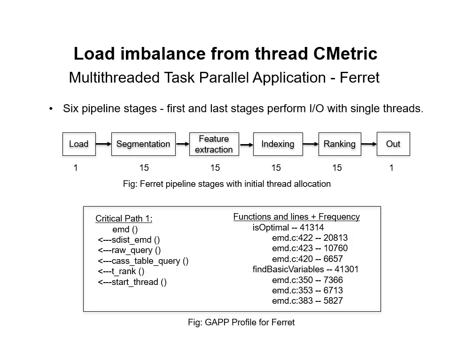We will see how GAPP identified load imbalance among threads in a multi-threaded task parallel application, Ferret. The application is designed with 6 pipeline stages, the first and last being serial phases. It was tested with equal number of threads in all parallel stages. The top critical path identified by GAPP pointed to functions from the ranking phase, and threads in this phase exhibited higher CMetric when compared to others.